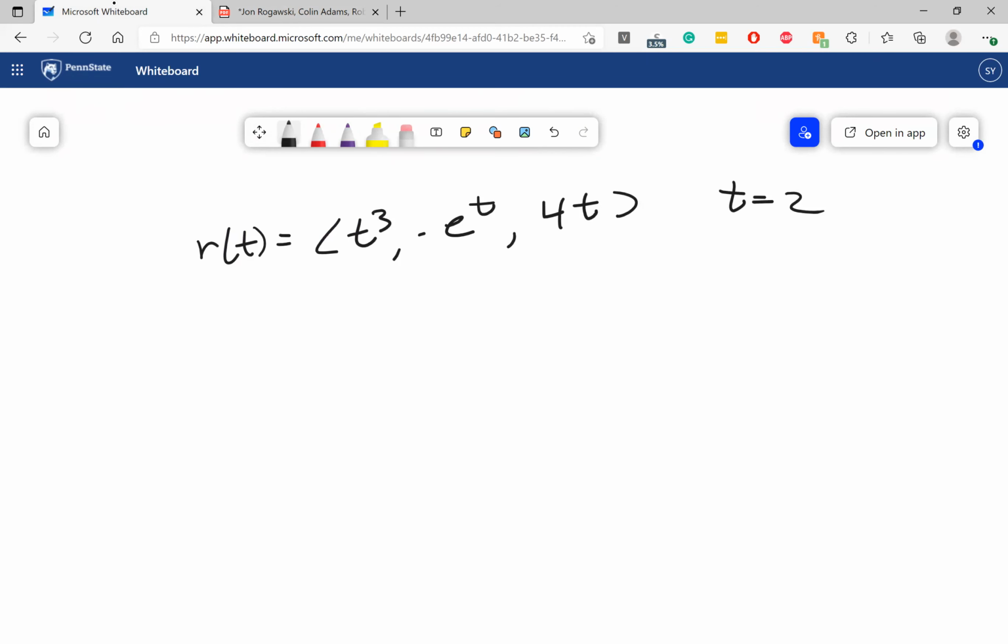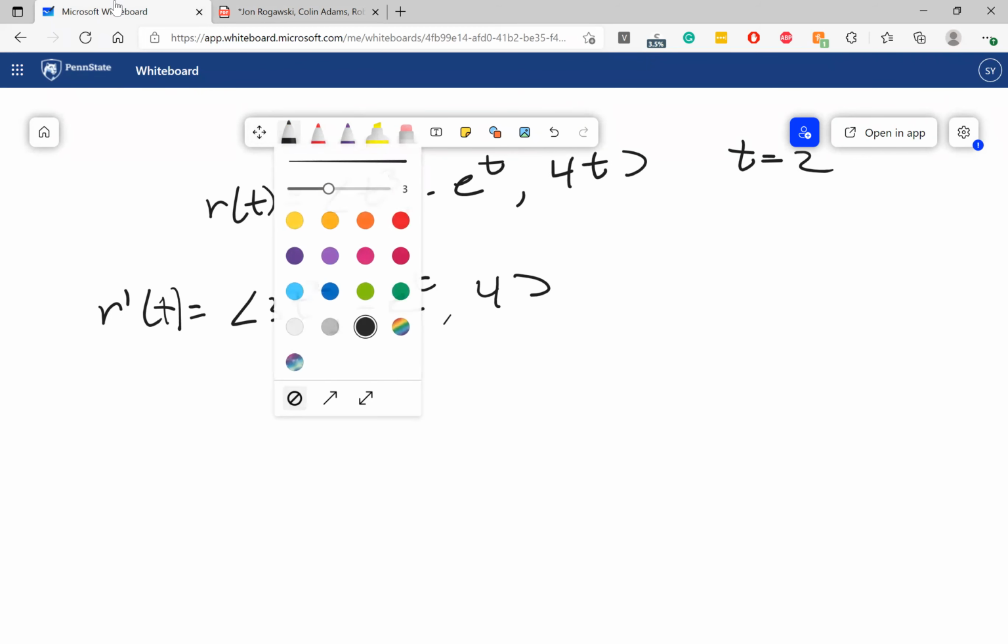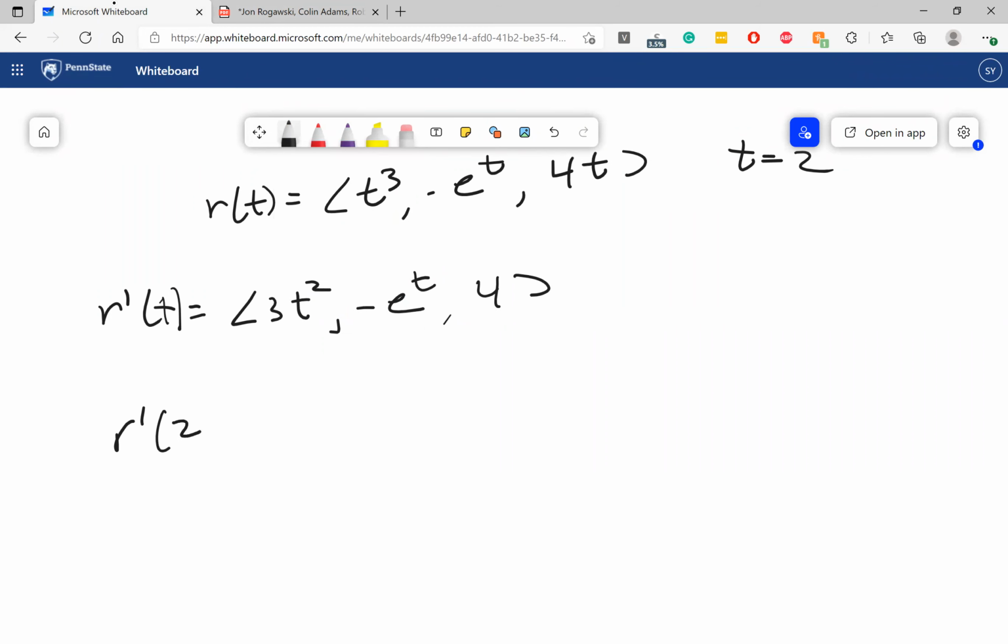So first we want to find r prime of t, which is going to be 3t squared, negative e to the t, and 4. Then we want to find r prime of 2, which is going to be 3 times 4, which is 12, negative e to the 2, and 4.